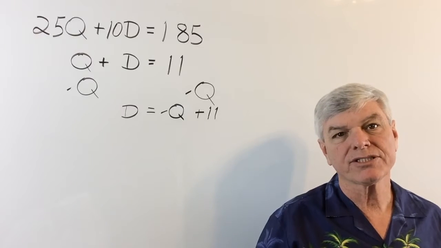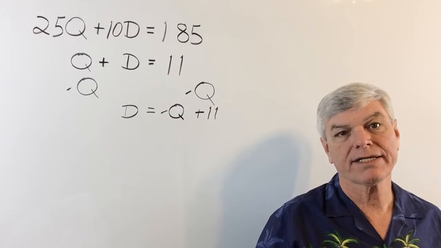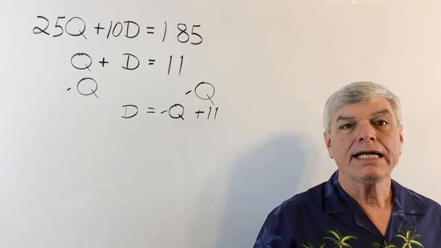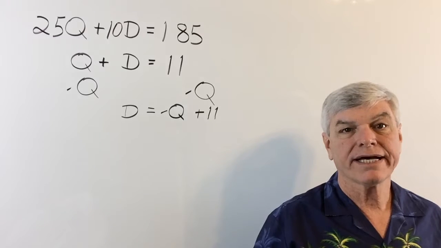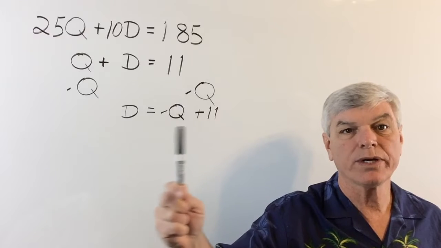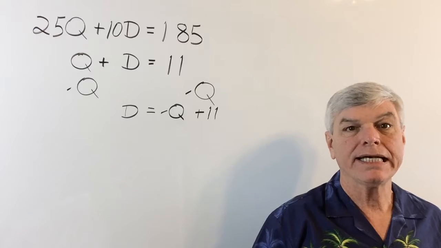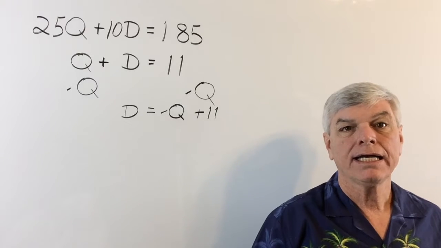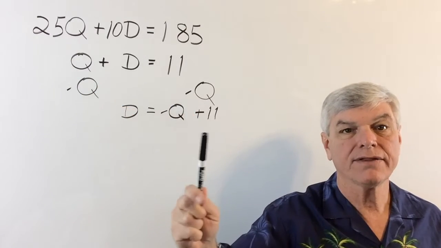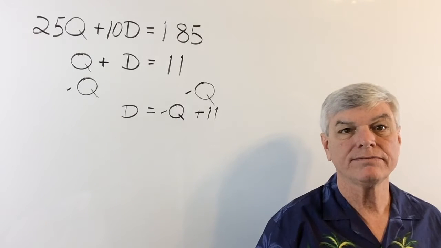And just like our previous two lessons, we're always trying to isolate one variable. So we could have isolated the Q, we could have isolated the D. We decided to isolate the D, and D equals negative Q plus 11. That's the same equation as up here. We've just rewritten it. If you wrote both of those on a graph, you would get the same exact line. And so let's insert it into the first equation. This is the second equation, so let's insert it into the first equation.